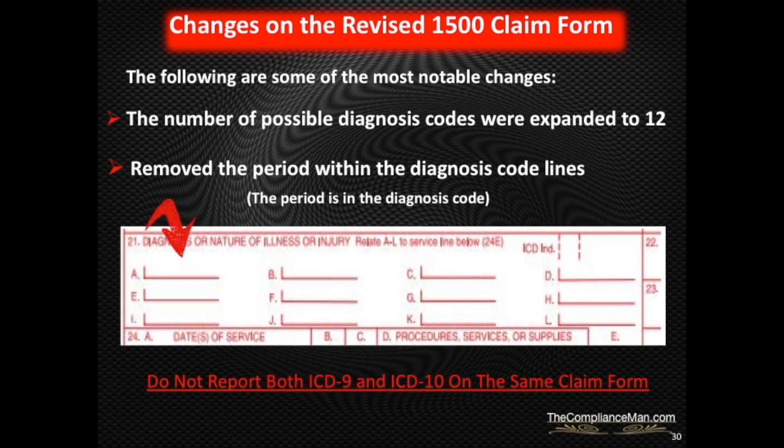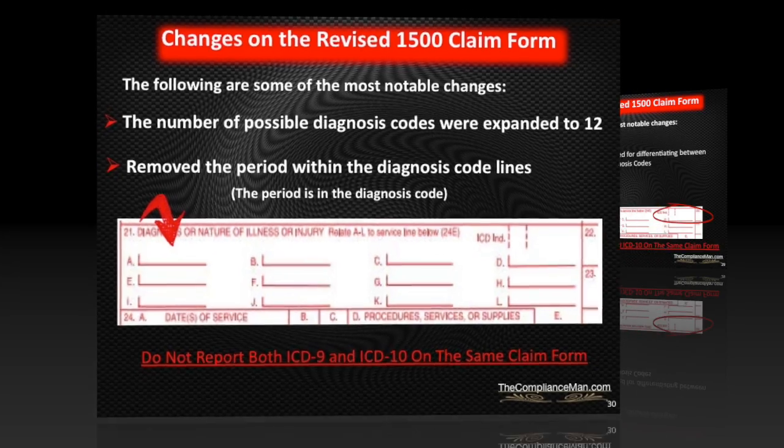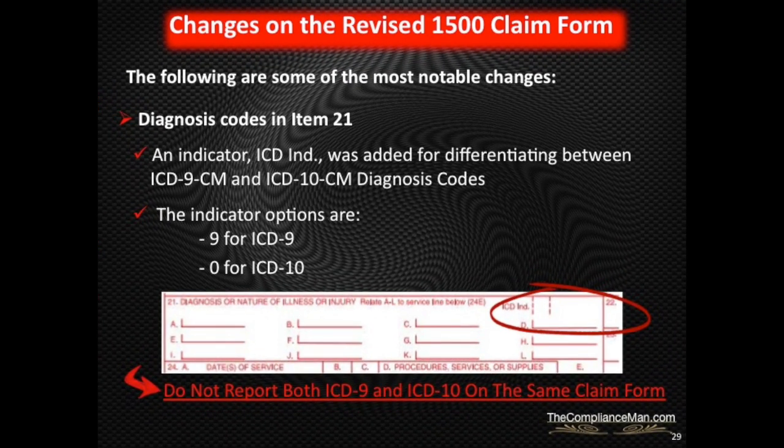The most notable changes to the HCFA claim form is that in box 21, they expanded the possible number of diagnoses to 12, and they removed the period within the diagnosis code line. And this is because the period is in the actual diagnostic code. The next important change is the ICD-10 indicator. It was added for differentiating between the ICD-9 and ICD-10 diagnostic codes. So if you look where the circle is, you'll see ICD-10 indicator.